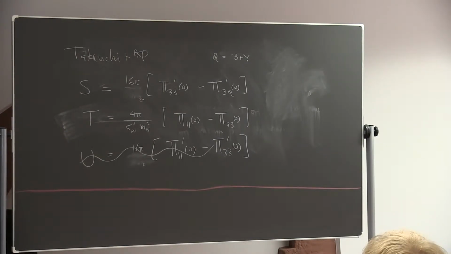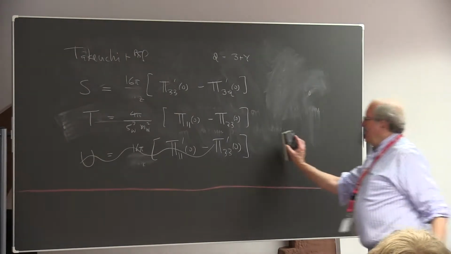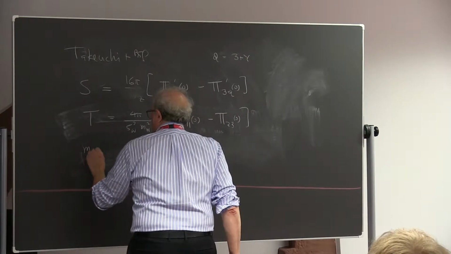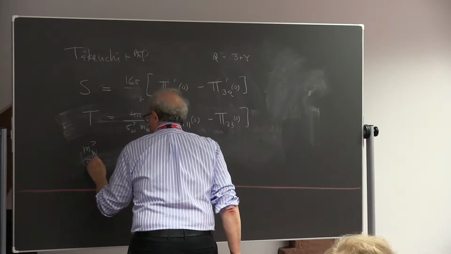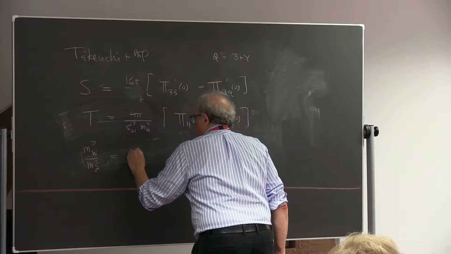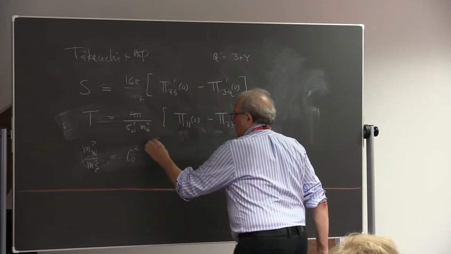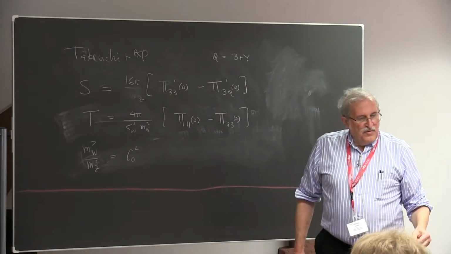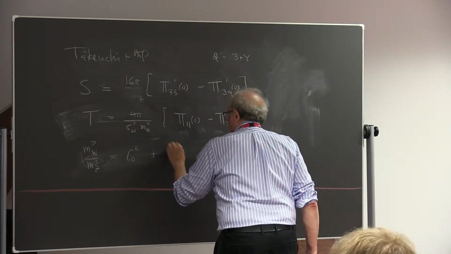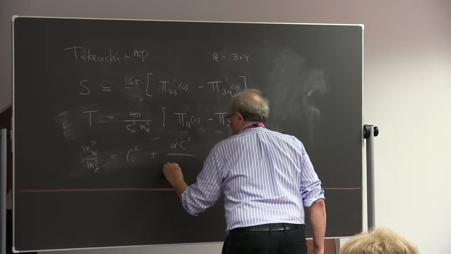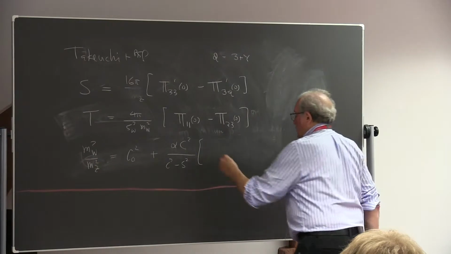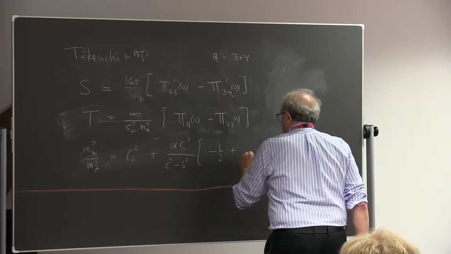Let me write those things. Oh, let me just erase U. Good. Now I have room here. mW squared over mZ squared, assuming that S and T are non-zero and U is 0, has a very simple form. It's alpha c squared over c squared minus s squared times minus a half S plus T.